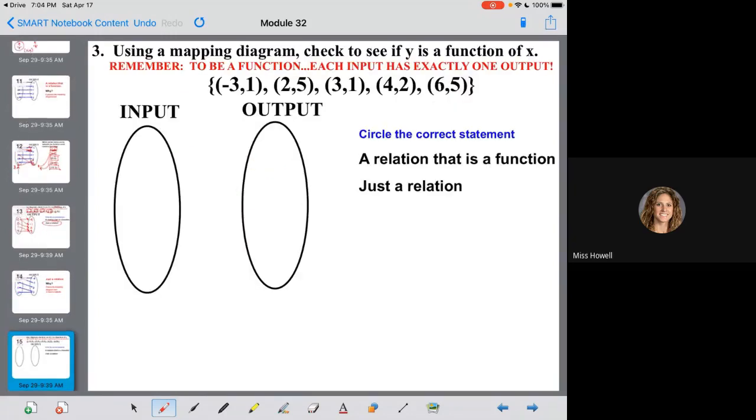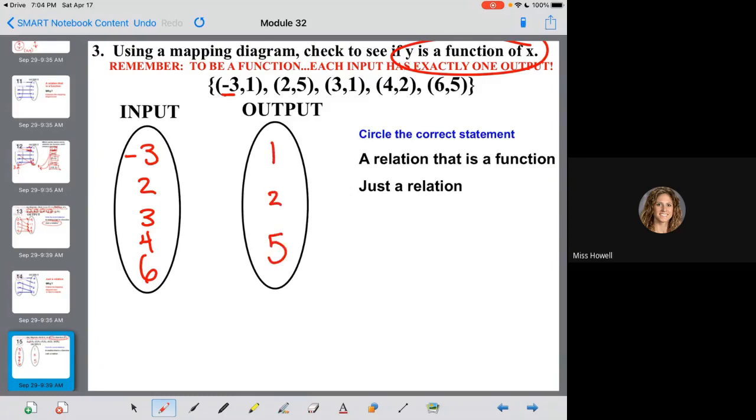All right, number 3. Let's make our mapping diagram for our set of numbers: (-3, 1), (2, 5), (3, 1), (4, 2), and (6, 5), and see if we can draw the conclusion whether y is a function of x or not. Let's start with our x's, our inputs. -3 is our smallest, then 2, 3, 4, and 6. Our y's: 1, 2, and 5.